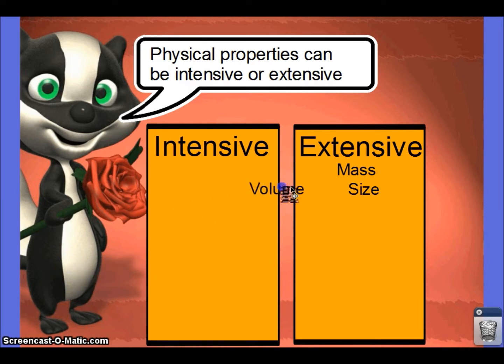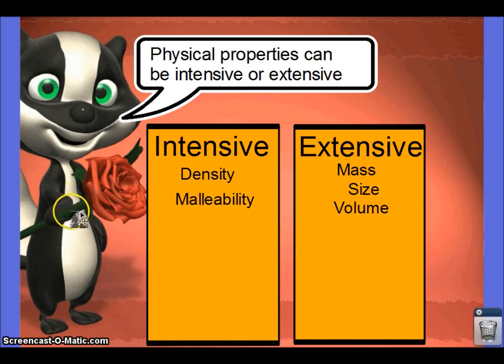Volume has to do with amount. Therefore, it is an extensive property. Density. Even though density is mass over volume, mass is extensive, volume is extensive, but density is intensive. Doesn't matter how much water you have, the density of water is 1 gram per milliliter. Malleability is intensive, has nothing to do with amount. Malleability is the ability to hammer into a very thin layer.